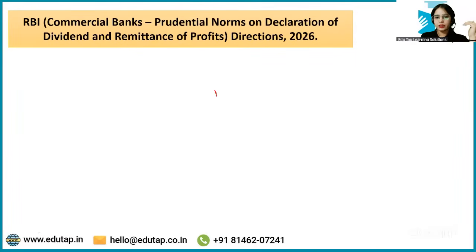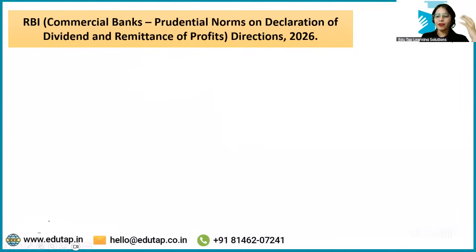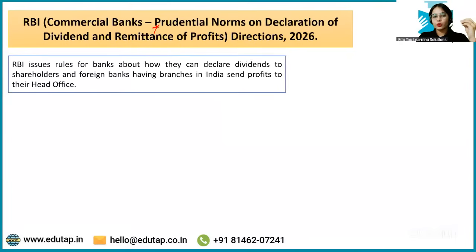Okay. And here, RBI Commercial Banks Prudential Norms on Declaration of Dividend and Remittance of Profits Directions 2026. So these directions have been released by the Reserve Bank of India for the commercial banks. Okay. So first of all, RBI issues the rules for the banks about how they can declare their dividends to the shareholders, and foreign banks having branches in India, how they can send the profits to their head office.